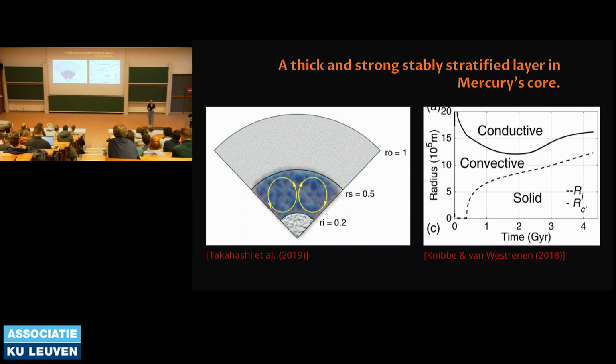The other reason that we think Mercury has a strong stable layer at the top of its core is because if you plot the thermal evolution, because it's not so big, that means that after a very fast time, the heat flux will become sub-adiabatic, and that means that you have a, at least thermally, stable layer at the top of the core. Here's an example of such a thermal evolution model, and you see that very quickly you already have a conductive region at the top.